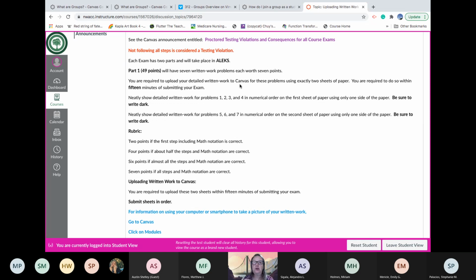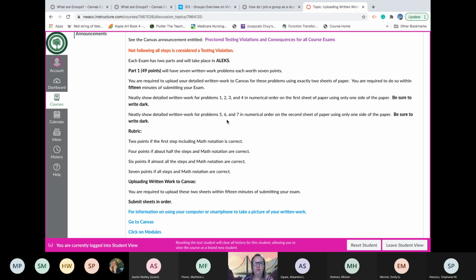So just make sure you're doing your problems in numerical order. Neatly show detailed written work for problems 1, 2, 3, and 4 in numerical order on the first sheet of paper using only one side of the paper. Be sure to write dark. You can only use one side of the paper. Otherwise, it shows through. I've tried it out; I tested a lot of things this summer. It can tend to show through if the paper's too thin, especially.